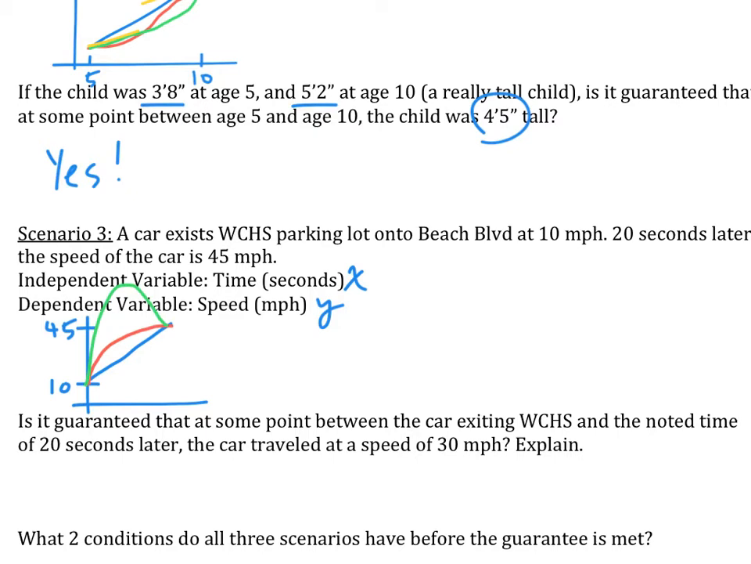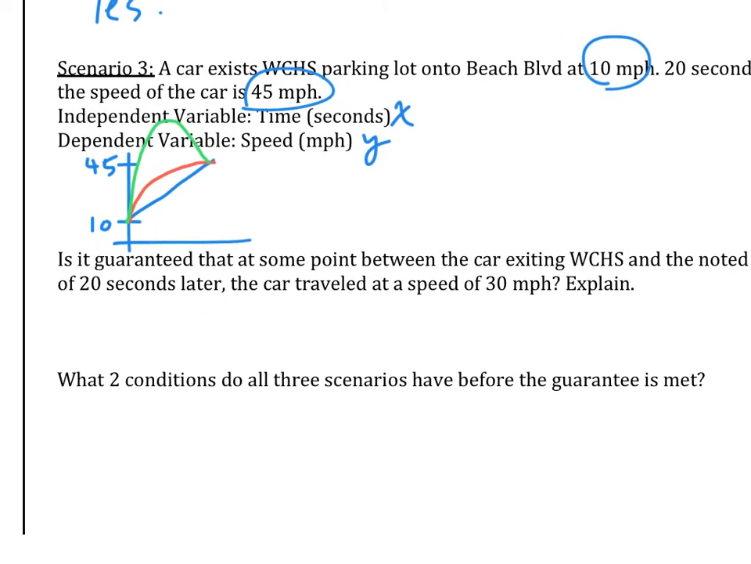And again, the answer is yes. And why is that? If you want to get from 10 to 45, you must have passed through 30. Now, why do you have to pass through 30 is the big question. So then let's look at the main big question about all three scenarios. What two conditions do all three scenarios have to meet? What two conditions do all three scenarios have before the guarantee is met?